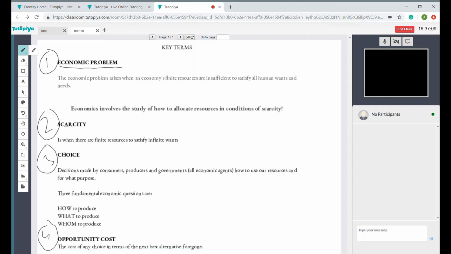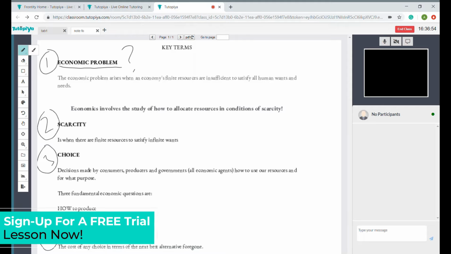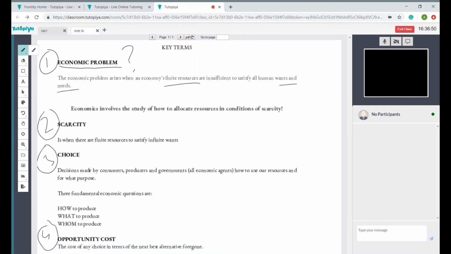Now, what is the economic problem? The economic problem and scarcity are almost interchangeable. The economic problem is the fundamental problem in the subject of economics. It is a problem where there are finite resources but infinite wants and desires. Therefore, due to the presence of finite resources, we are unable to satisfy everyone's wants and needs. This is the fundamental issue.